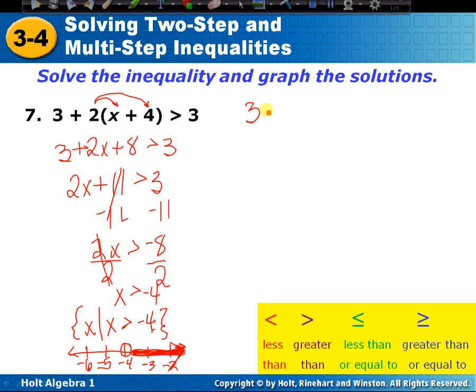I come back to my original problem in order to check. And here I'm going to plug in a negative 3 for x. So I've got a lot going on over here. The first thing I'm going to do is what the order of operations tells me to do, which is what's in parentheses. Negative 3 plus 4 gives me 1.